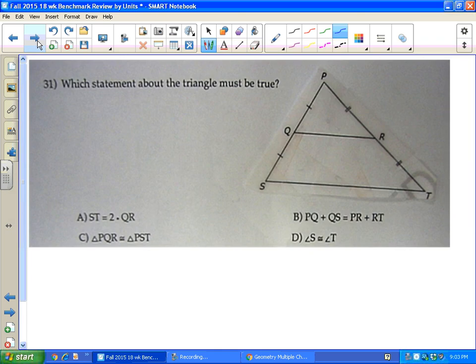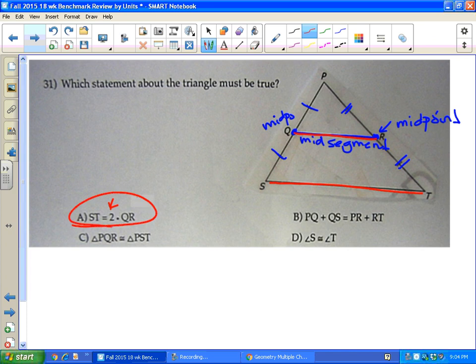Which statement about the triangle must be true? Okay. Do you remember this is called a mid-segment? It is in the middle of the line. Notice the bar. This side's equal to this side, so it's in the middle. That's a midpoint. These bars are equal to this one, so that means this is also a midpoint. If those are midpoints, then that is a mid-segment. It must be half the length. So I believe there's one that says S to T, and it talks about Q to R. It says if you take 2 times QR, you're going to equal ST. That is the one we need.